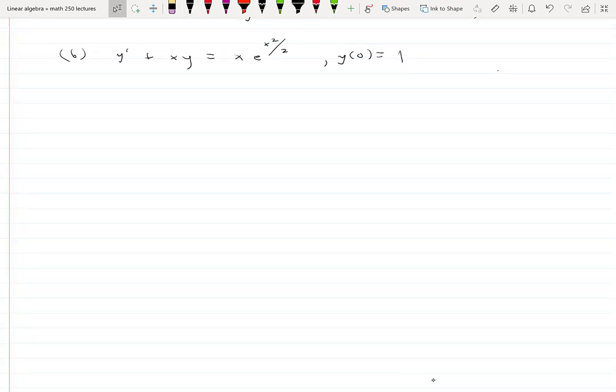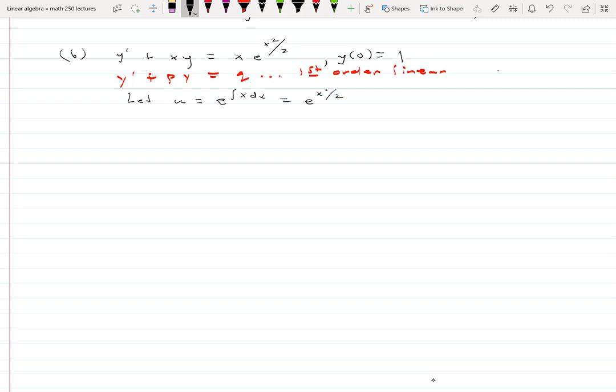Okay, so let's find the integrating factor. Let u be equal to e to the integral of p of x dx. And just to remind you, I'm doing that because this is first order linear. This is y prime plus p of x y equals q of x. That tells us that we find an integrating factor and then go forward. So the integral of x is x squared over 2. The antiderivative of x is x squared over 2 plus a constant, but we leave off the constant for the integrating factor.